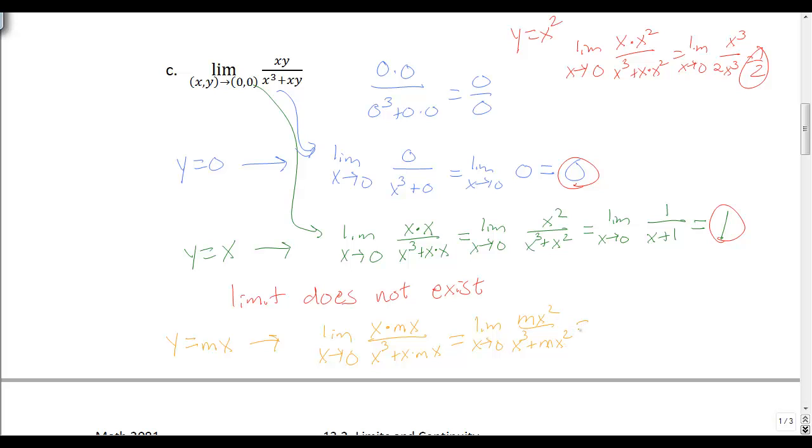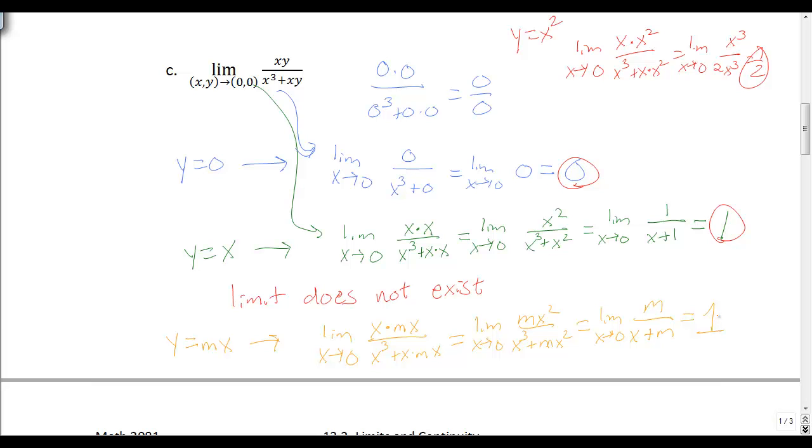Divide top and bottom by x squared, and what you get is m over x plus m. Well, as x goes to 0, this goes to m over m, which as long as m isn't 0, is going to go to 1 here. Note, if m was 0, you get 0 over 0, and it turns out that the limit is 0. We did that already, y equals 0. So you get a limit of 1.